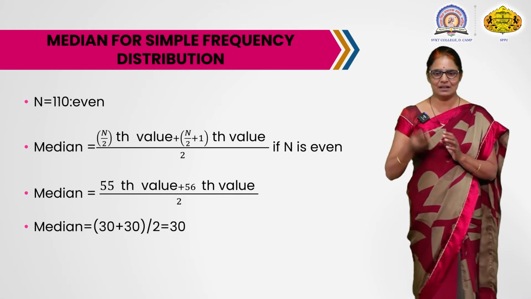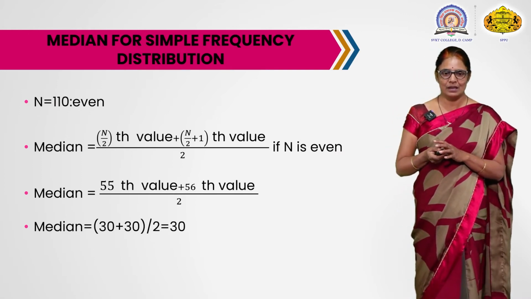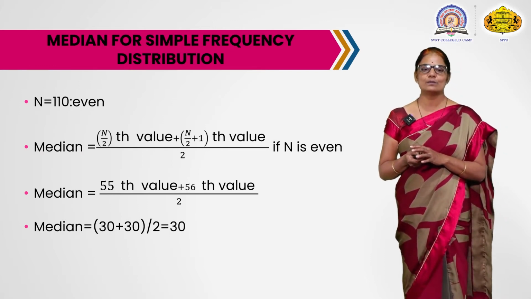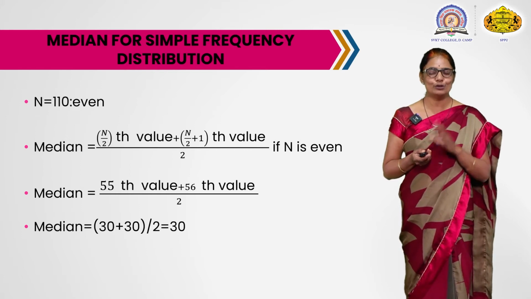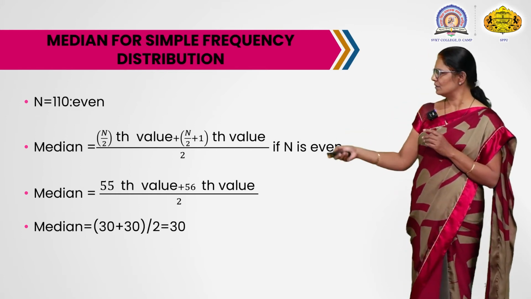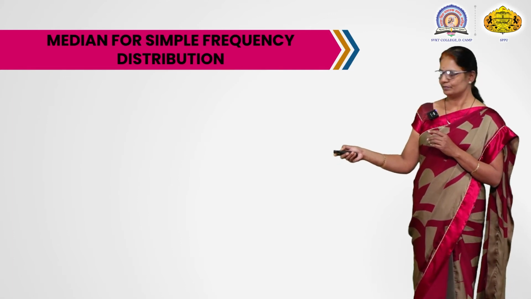So if you observe the previous table again, both observations, the 55th as well as the 56th, are 30. Both the observations are 30 here, and so the average is 30. Just look at the previous table here.